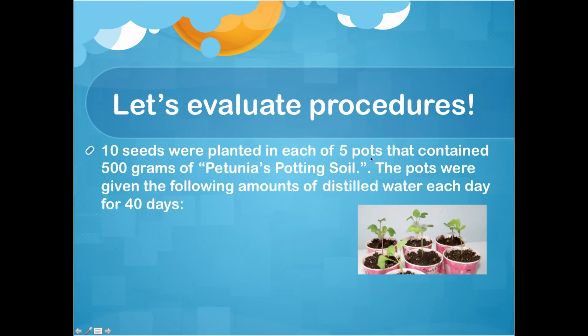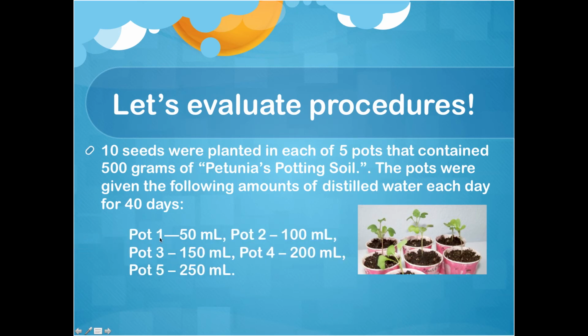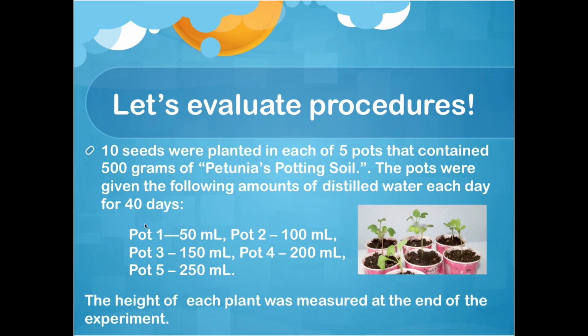10 seeds were planted in 5 different pots that contained 500 grams of potting soil. The pots were given the following amounts of distilled water, which is kind of like purified water, each day for 40 days. Pot 1 got 50 milliliters, pot 2 got 100 milliliters, pot 3 got 150 milliliters, pot 4 200 milliliters, pot 5 250 milliliters. So that is the experiment. That's what we were trying to figure out. And then after 40 days, the height of each plant was measured at the end of the experiment. So I've got seeds in potting soil, in pots, and then they're getting different amounts of water, and at the end of the experiment, I'm measuring their height.